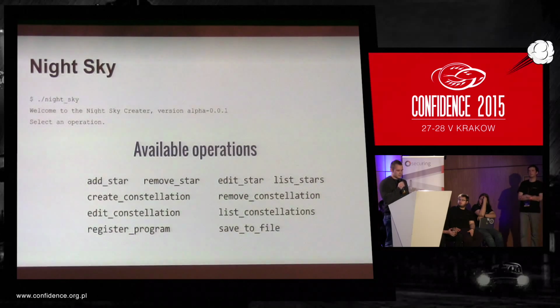So you can manage that, and the two additional options that you could possibly use were to register the program and to use the save to file option to save the current state of the sky to a file. But you could only invoke the save to file option if you registered the program with a key, and the key was not known. It was loaded from a file on the server, so it was a secret key.